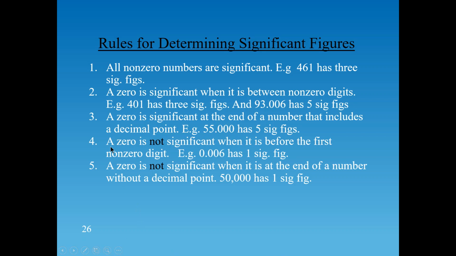Now, number 4 deals with a situation where a zero is not significant. It says here a zero is not significant when it is appearing before the first non-zero digit. So in this example, there's only one significant figure here because we have 3 zeros here that appear before the first non-zero digit. And then another situation where a zero is not significant is if you have zeros at the end of a number and there's no decimal point present. Such as in this example here, as you can see, there's no decimal point indicated. So therefore, all these zeros here are not significant. So therefore, there's only one significant figure represented in this number.